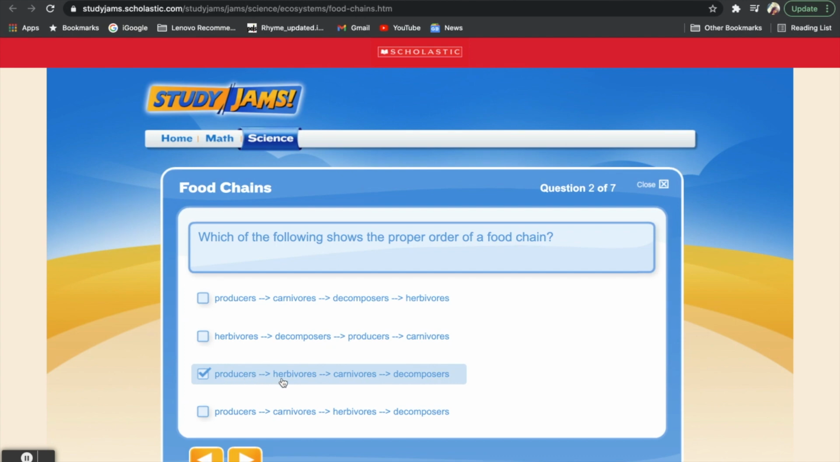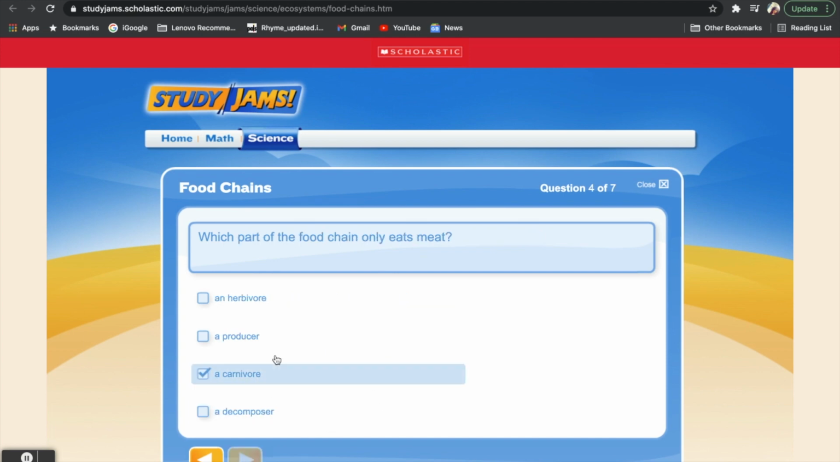Producers then give their energy to herbivores. Herbivores are those organisms that eat plants. Herbivores are then eaten by carnivores. These are those animals that eat other meat. And then the dead parts of carnivores are eaten by decomposers. Alright, which part of the food chain eats only meat? Is it an herbivore, a producer, a carnivore, or a decomposer?